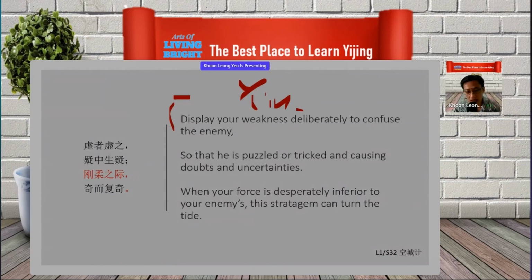So basically here what it means is you want to display your weakness. You know you have this weakness. You think that the opponent also knows that you have this weakness. So what you do, you deliberately display this weakness. Then the other party may think, hey, are you sure you're displaying so honestly or not? I think I better think twice whether I want to attack you. So what we're trying to do is display the weakness so that the opponent could be puzzled or tricked, causing doubts and uncertainty.